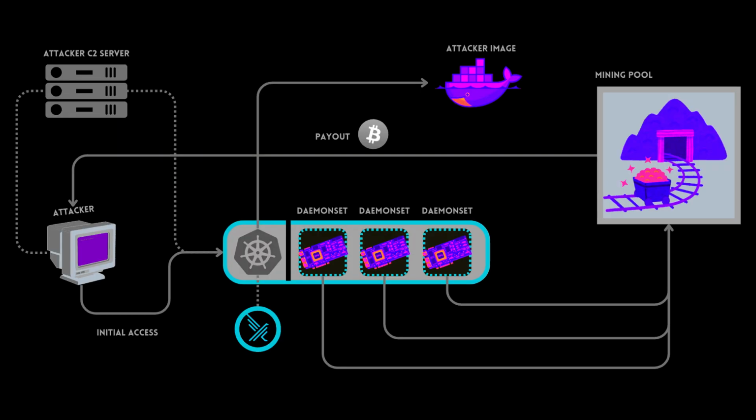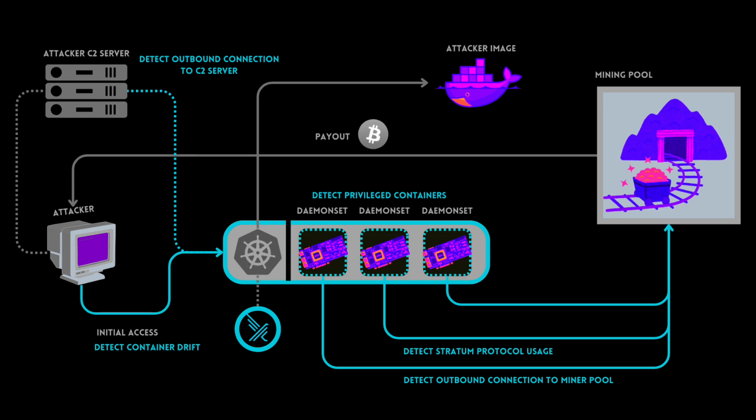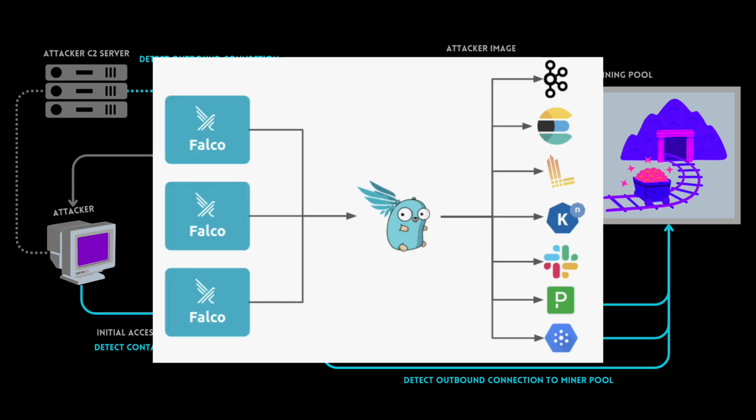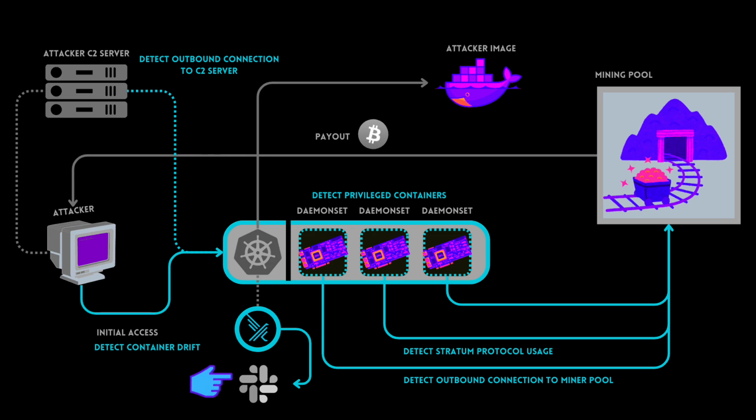How can Falco detect this? Once Falco is installed on the cluster, it will be able to detect malicious activity such as hacker initial access, connection to miner pools, launching of new containers, and outbound connection to a C2 server. Those events can be piped to different channels. In this demo, we will use Slack. Now, let's go to my Kali.